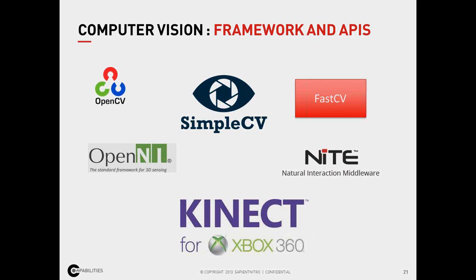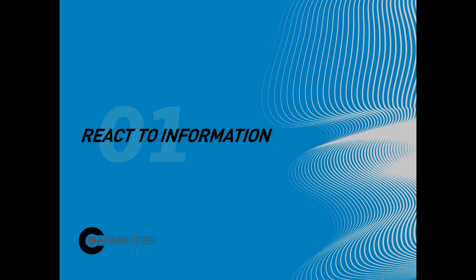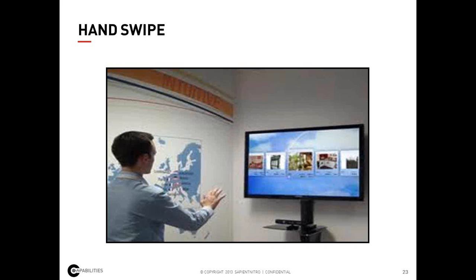So what do we do? We have the tools, we have the algorithms, and we have the input stream. What do we do with that? Definitely we have extracted some information and we want to react to that information, right? So as you can see, now you can control the flow of your application. You can just swipe your hand and change the content. You can do a push and click on something, right? It's very easy. So these kinds of applications can be created.